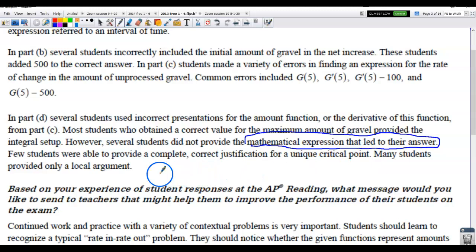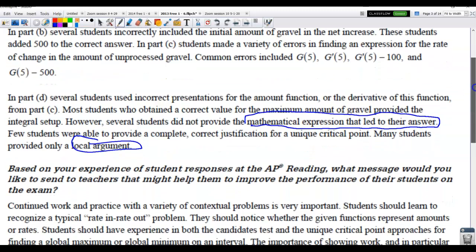Many students provided only a local argument, and I have talked to you about that. You can't just say the derivative graph changes from positive to negative. That just gives us a local. You have to rule out the endpoints.